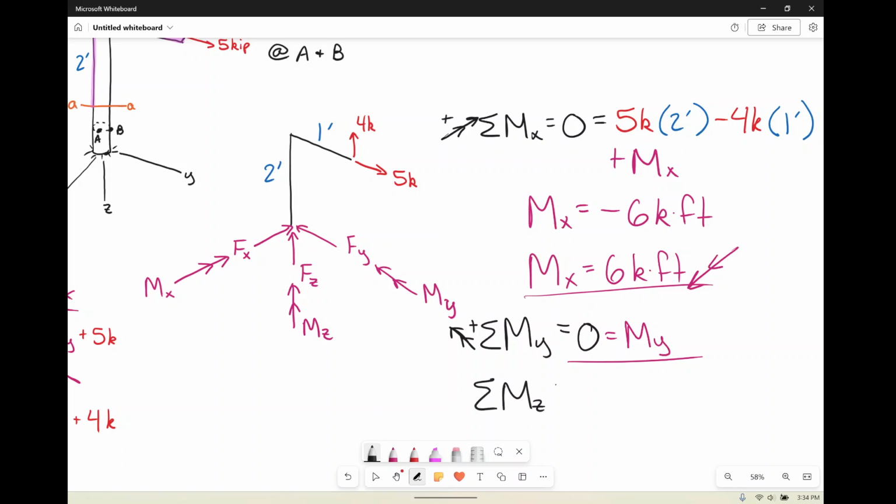How about moment z? Moment z, again, I'm going to just choose my direction to be positive that I drew. And who's going to be causing any rotation about z? Well, obviously this 4 kips is not, because he's in the line of direction of z. And even this 5 kips is actually in line with that axis. So he's not going to be causing any moments about z. He's actually just going to move along the z-axis. So yeah, again, moment z is 0.